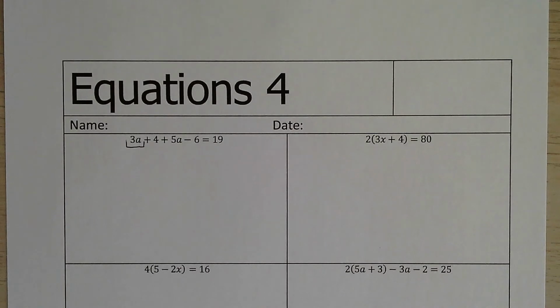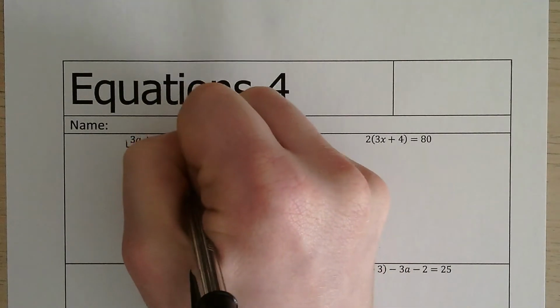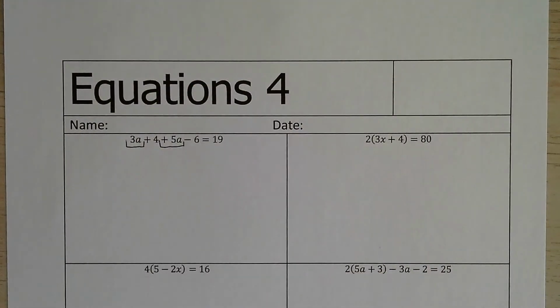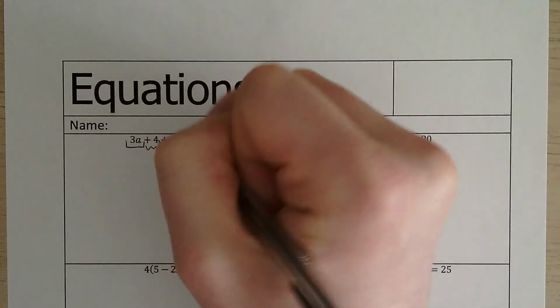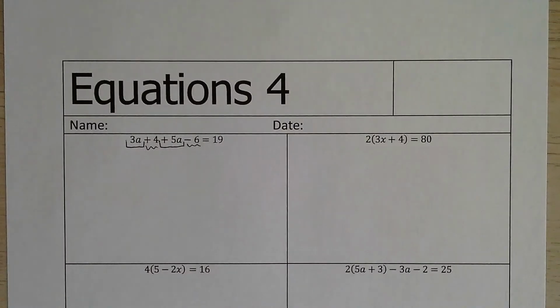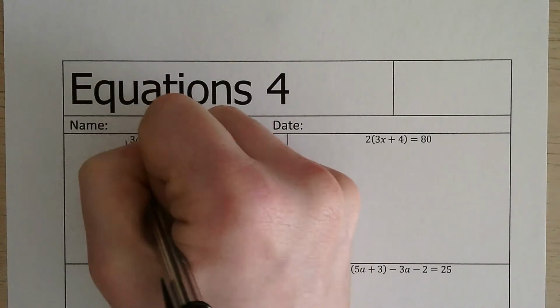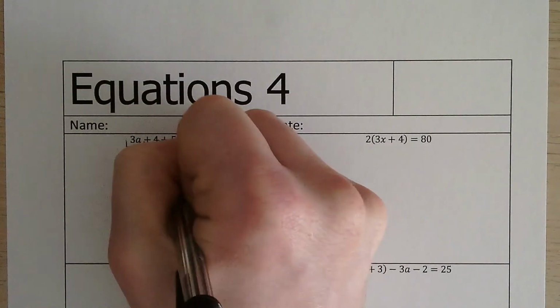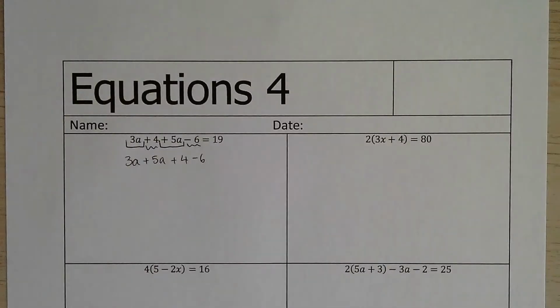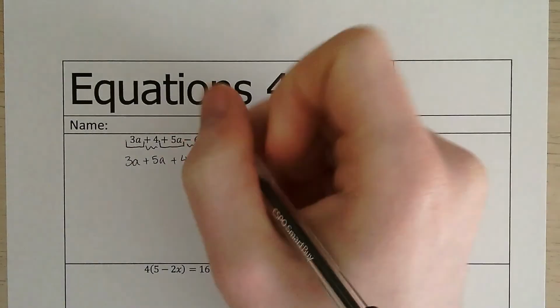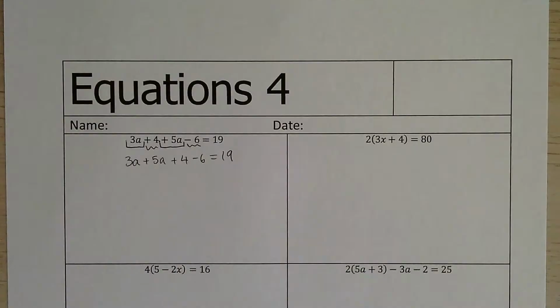Our first term is 3a, and that is a like term with positive 5a. Plus 4 and minus 6 are not like terms with 3a and plus 5a, but they are like terms with each other. So now we need to combine these together. Rewriting this will give us 3a plus 5a plus 4 minus 6, and I'm making sure to drop down the equals 19 because we have not used that side of the equation yet.